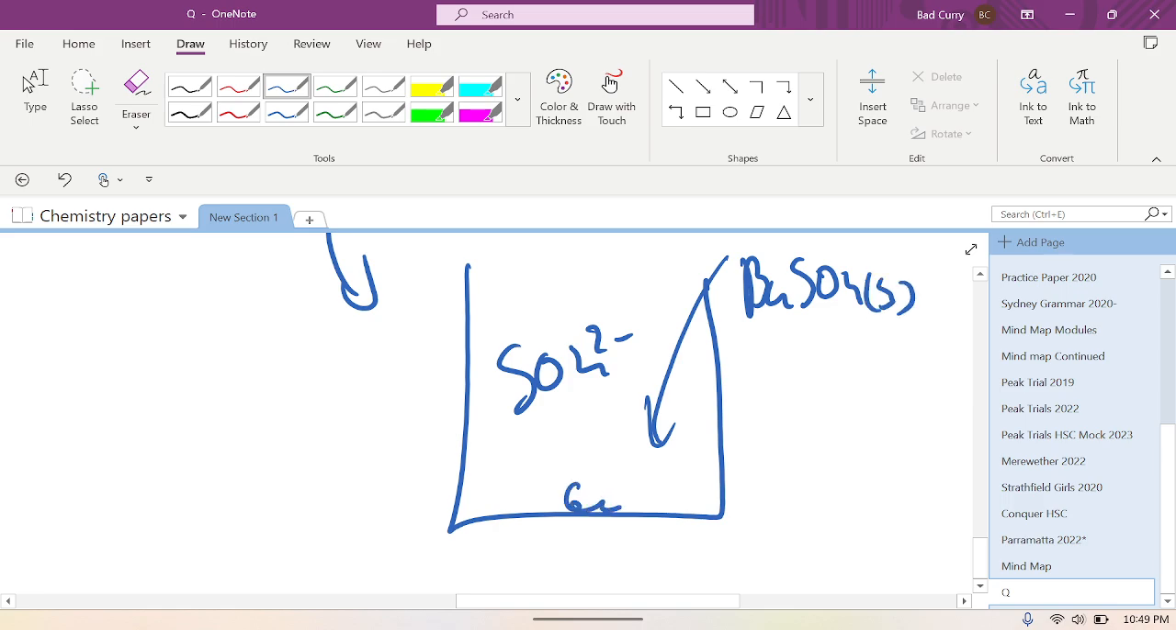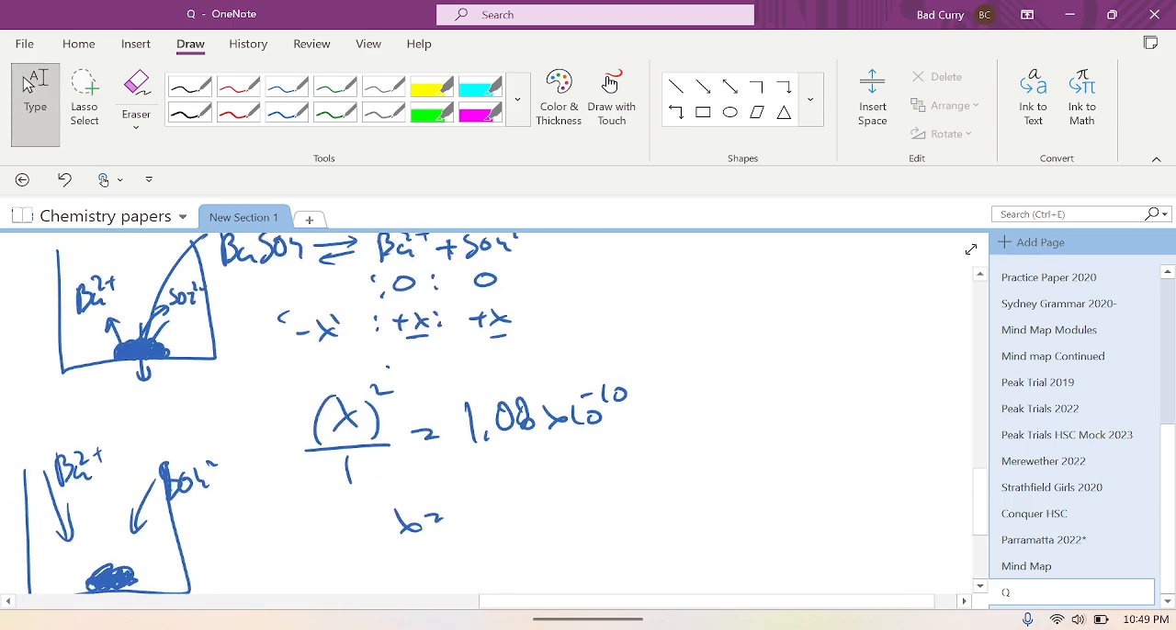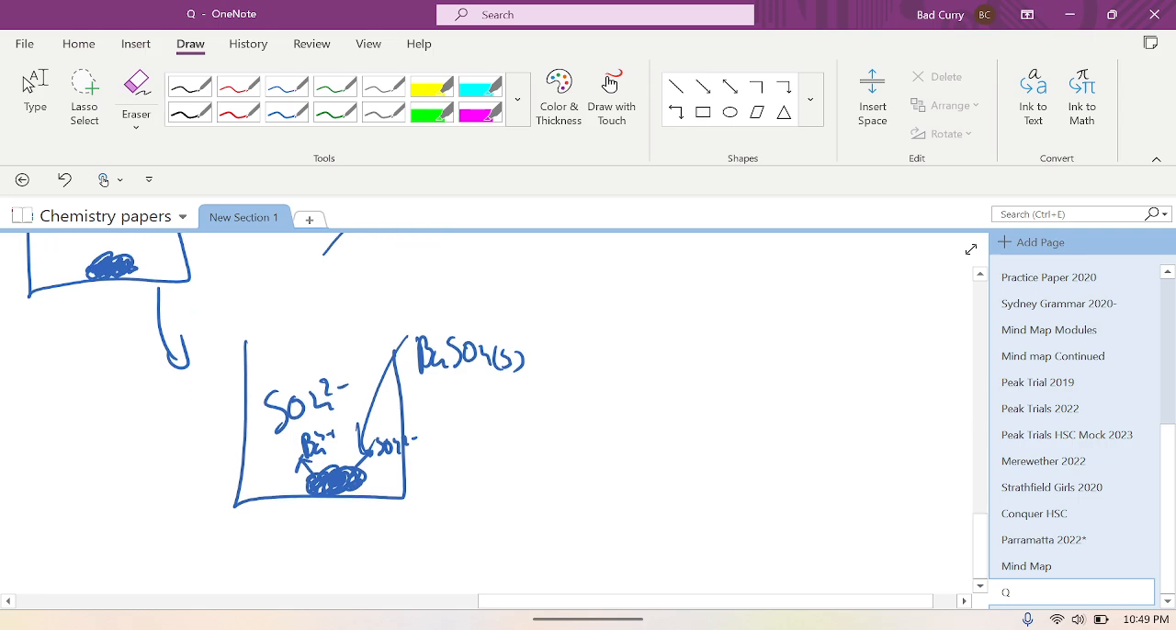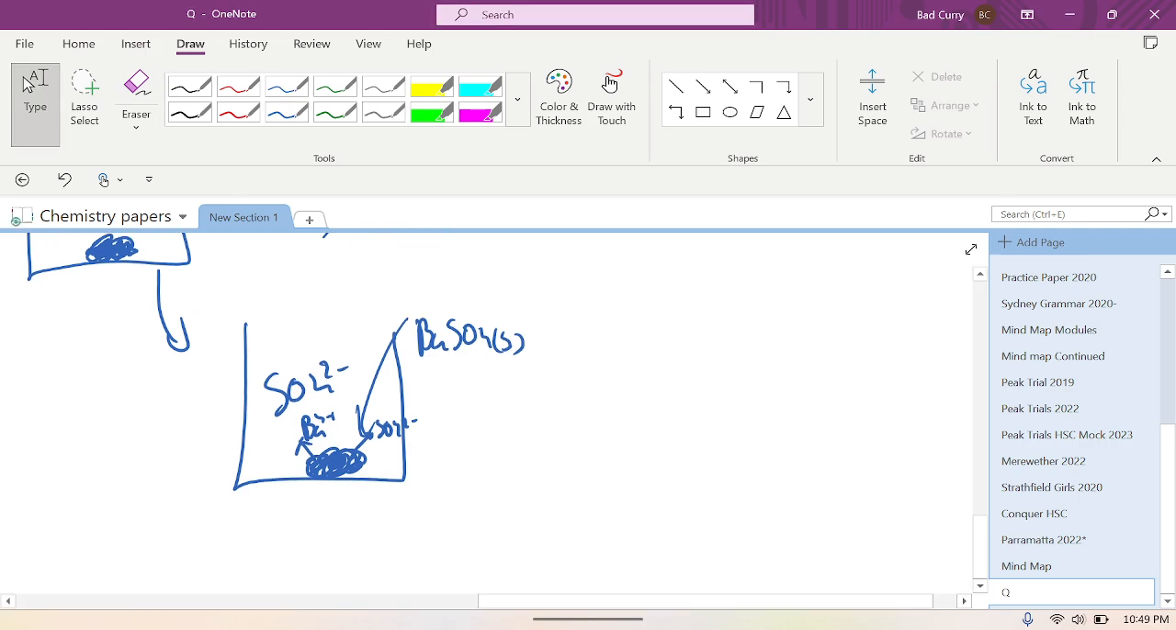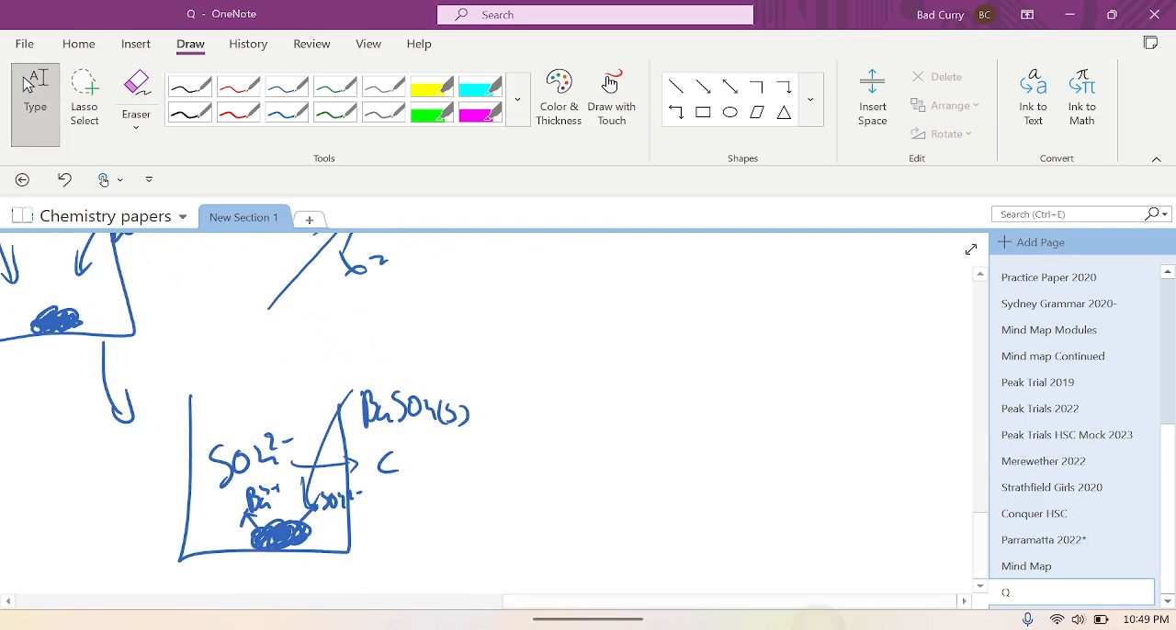So when you add it, some of this solid is going to turn into Ba2+, and some is going to turn into SO4 2-. However, because there's SO4 2- already present, it's not going to be as much as it would have been in this scenario right here, because SO4 2- already has a concentration present here. So basically, you'll have BaSO4 solid.